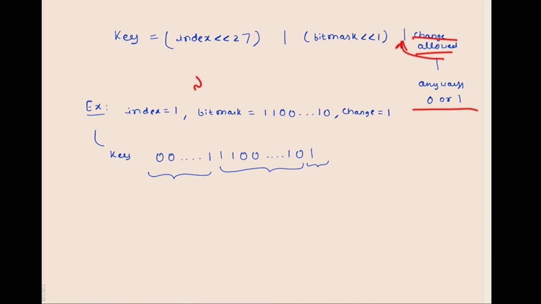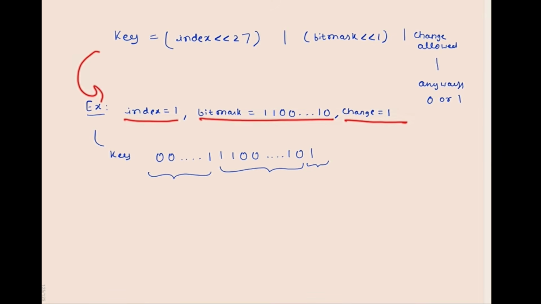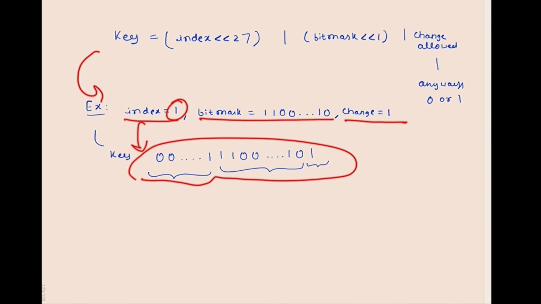If you take this example, this is index 1, the bit mask is, let's say, this, and the change is, let's say, this. What will happen is our key will become this. For index 1, this is the one which is here, the bit mask is this, which is the entire bit mask, and the change is 1, so this is the change.